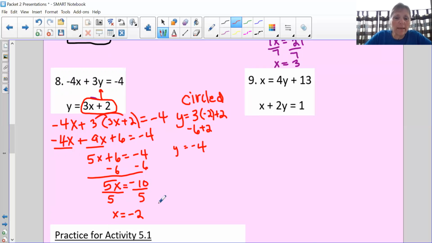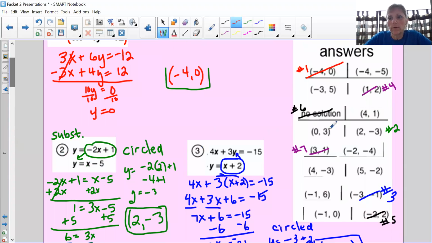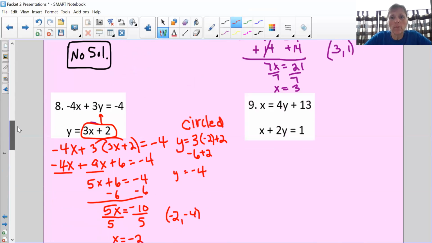So my final version of the answer is the x value first, negative 2, and the y value next, negative 4. And that is number 8. Okay, and number 9, last one.